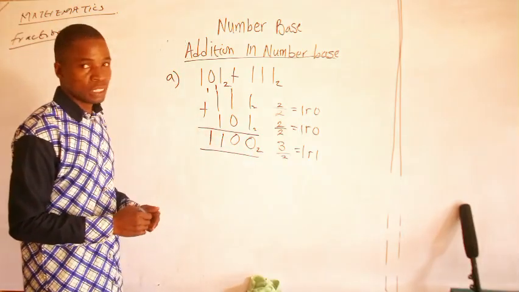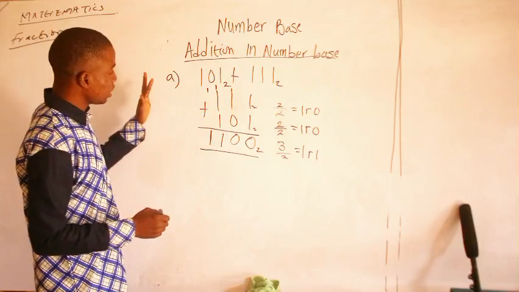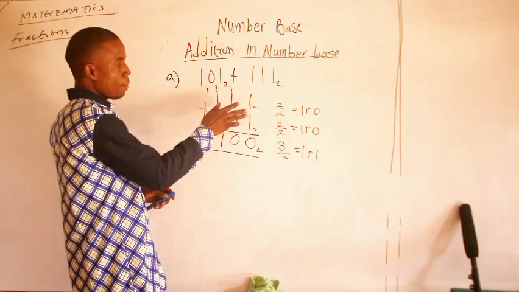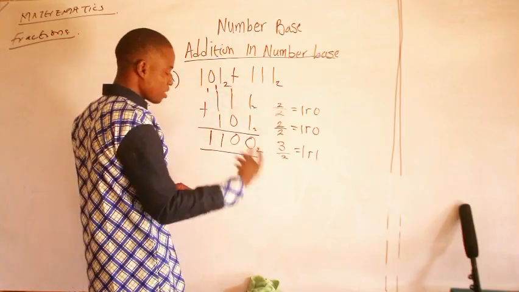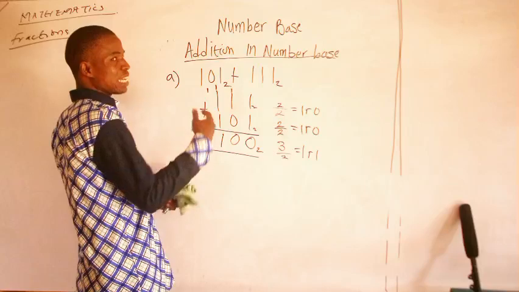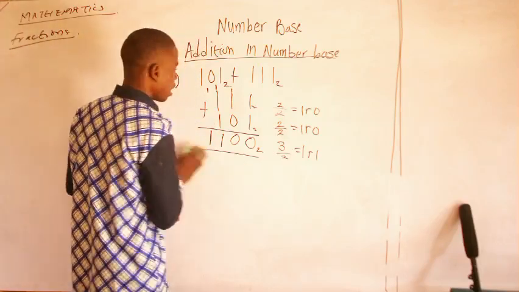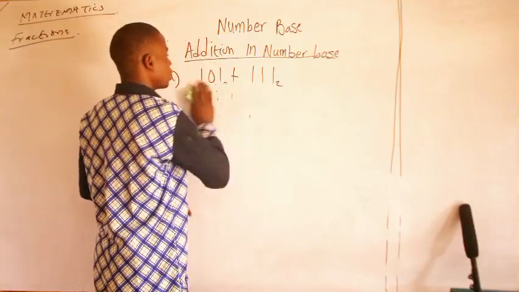Very, very simple. Now, let us look at another one. This one is the binary number, which is base 2. Let us look at another base, whether it is base 4, base 5, and others like that. Let us see another one.